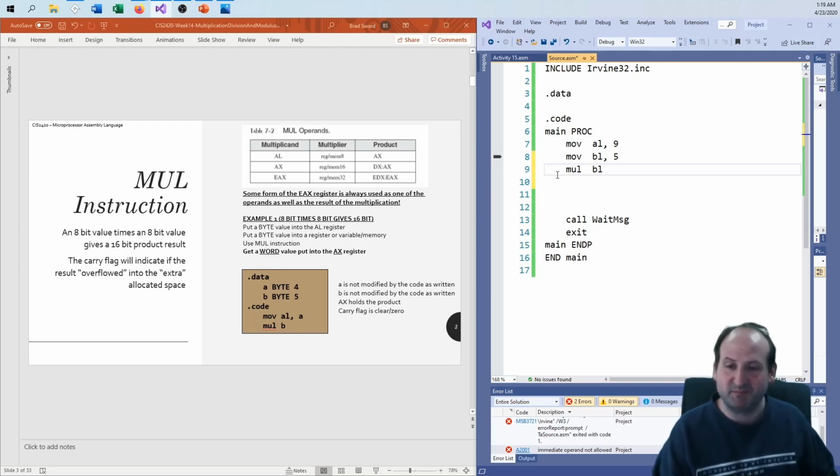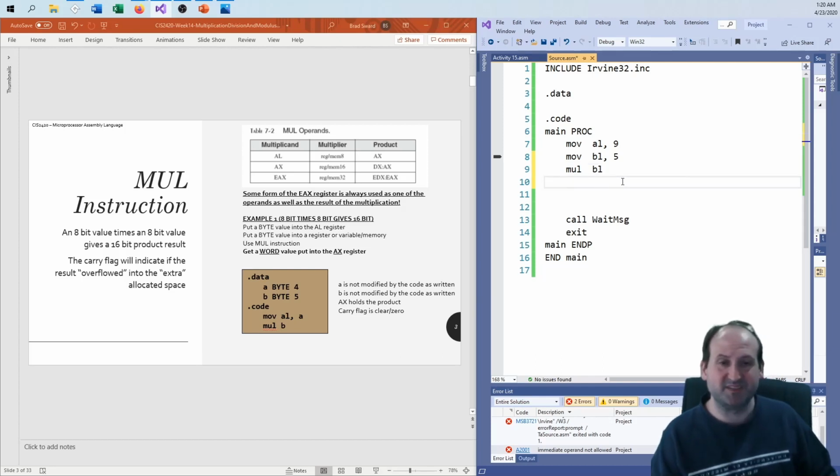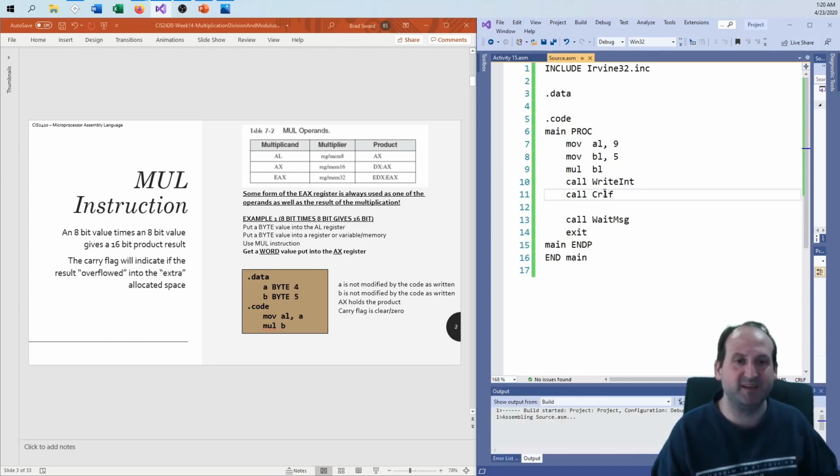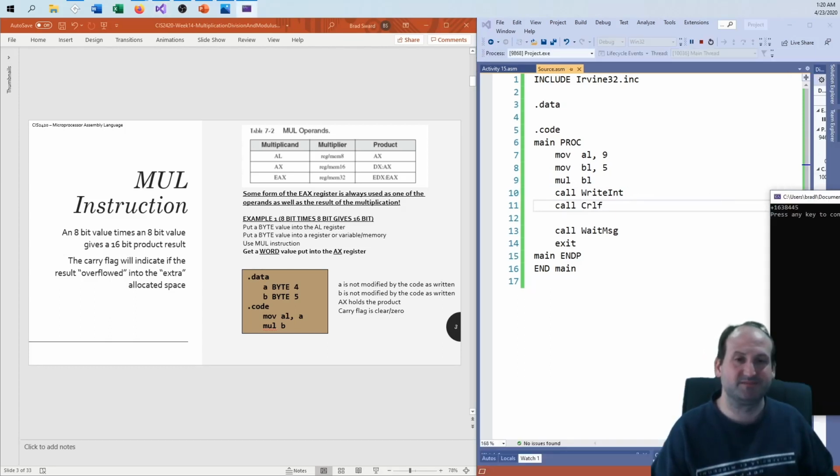And you see basically the same stuff. I can call mul on a register, I can call it on a variable, I just cannot call it on an immediate hard-coded integer value. The result will be stored into EAX, and I can go ahead and call WriteInt to see it. And I'll call CRLF just so we can get it all on one line. And what do I get out of the deal?